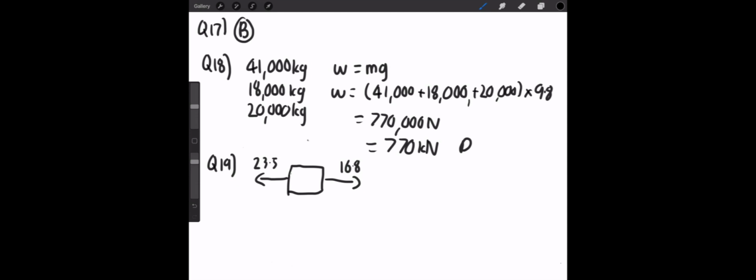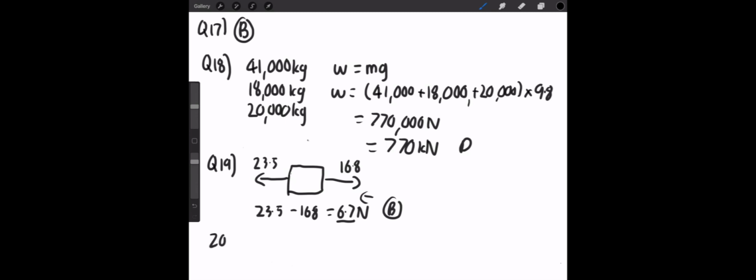So I'll just take the biggest one and take away the smallest one. 23.5 minus 16.8, 6.7. Now that would be 6.7 to the right, but we're not interested in that, we're just after the number. So 6.70, answer is B.